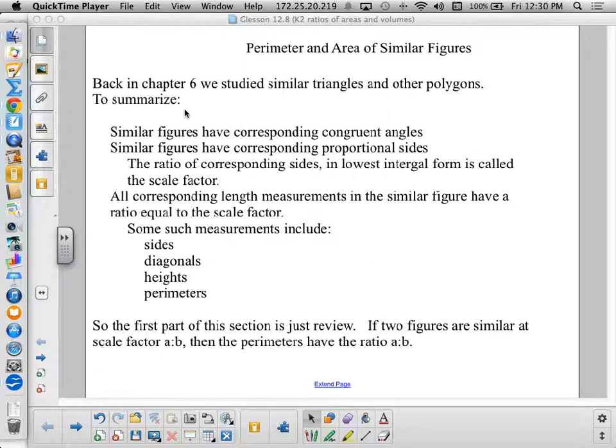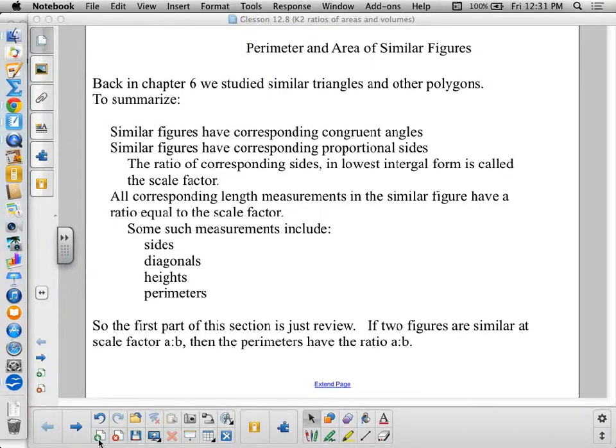of corresponding sides in its lowest integral form is called the scale factor. So just kind of reviewing what's written on the sheet here. And all corresponding length measurements have a ratio equal to scale factor. Some of those length measurements can be sides, diagonals, heights, perimeters, whatever. So that's just kind of review what's going on.